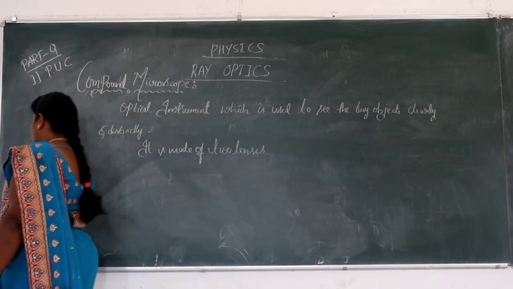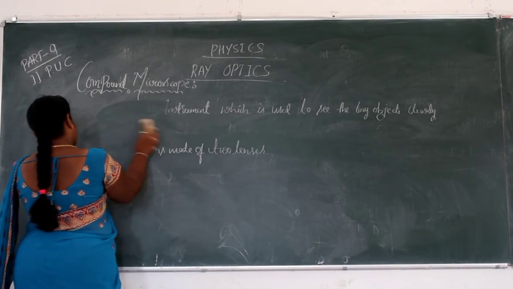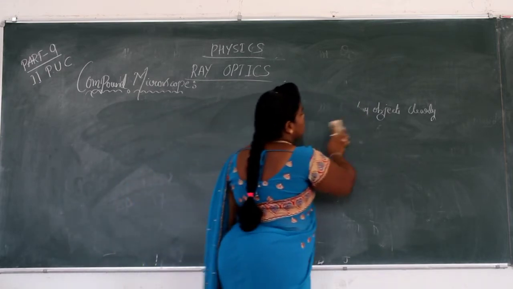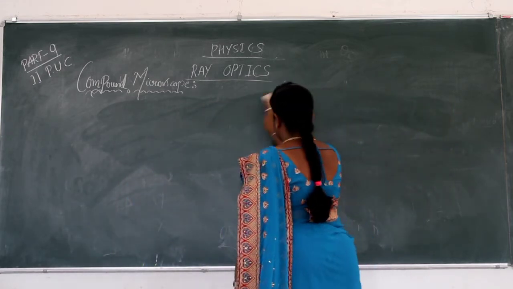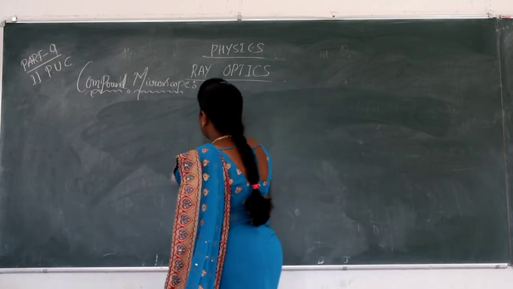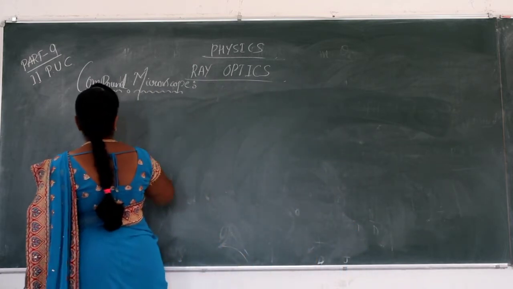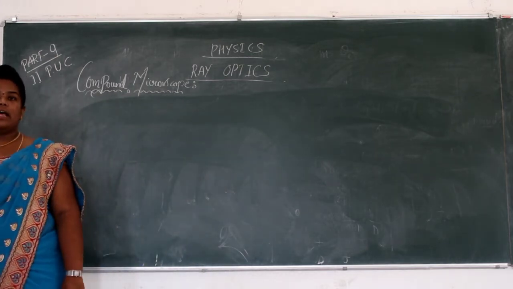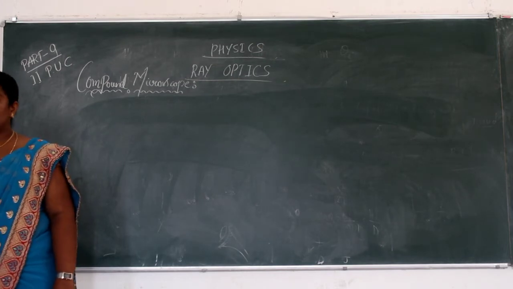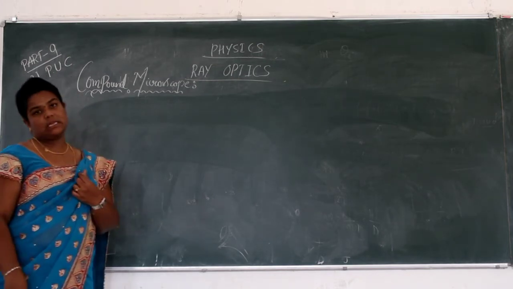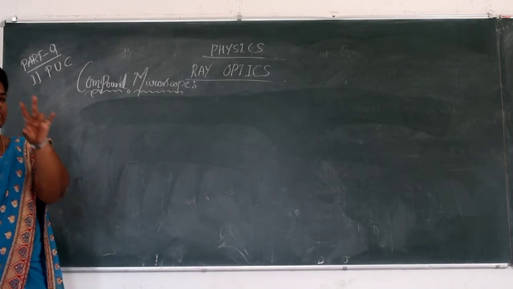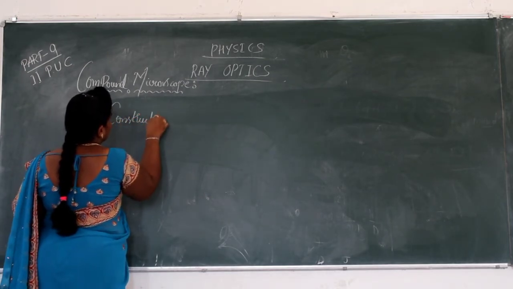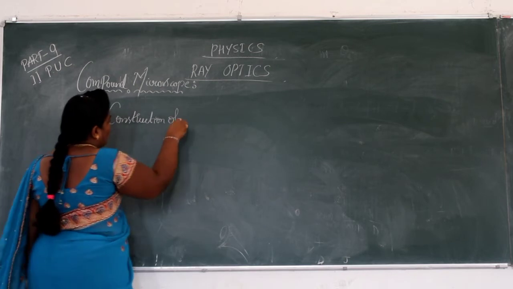Dear students, already I said it is to invert the inverted image, that is, to get the erect image, and also to magnify the image to the extent that we see the clear image, and to increase the power, to reduce the focal length of the single lens. We are moving towards the combination of lenses. Similarly, here in the compound microscope, we are moving with two lenses. So I am moving towards the discussion of the construction of the compound microscope.